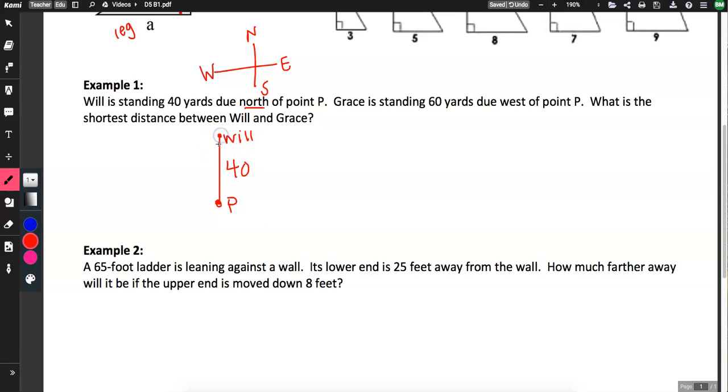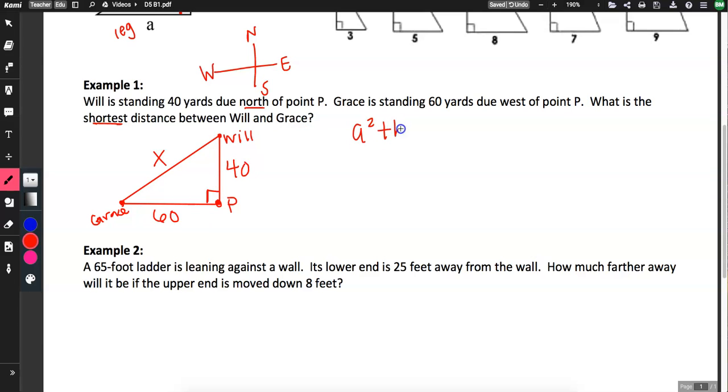Grace is standing 60 yards due west of point P. So here's Grace. Down here, what is the shortest distance between them? So the shortest distance will always be a direct route. That would be directly from Grace to Will. That's our unknown, okay? So we've created a right triangle here between north and west would be a right angle. So we can use our Pythagorean theorem to solve.